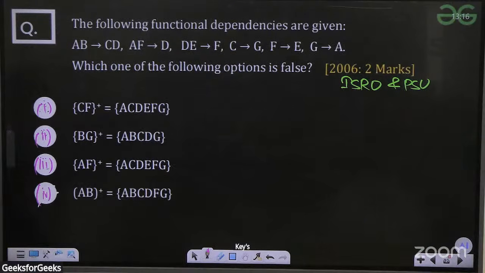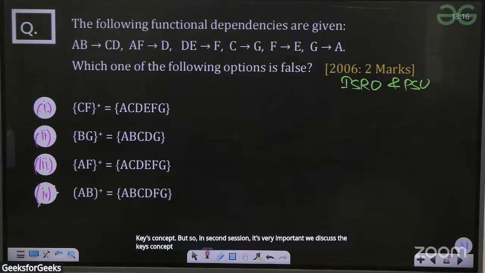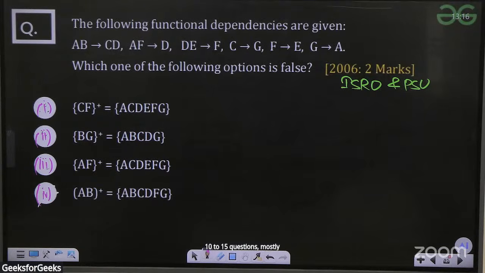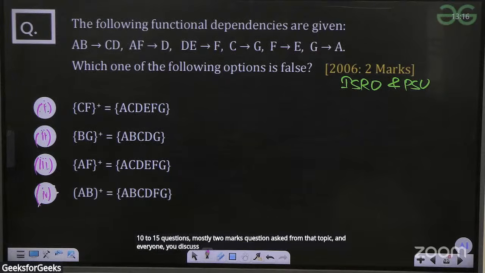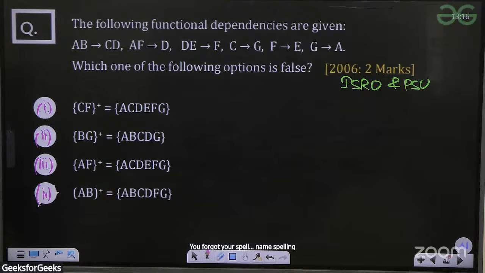Keys concept, bachcho, in the second session is very important. We discuss the keys concept, finding the number of candidate keys, and at least 10 to 15 questions, mostly 2 marks, are asked from that topic. Everyone, you discuss all the complete concepts about keys in the second session: what is a super key, candidate key, primary key, alternate key, with real-time examples. You may forget your name spelling, but keys concept you will never forget. Don't worry about that.